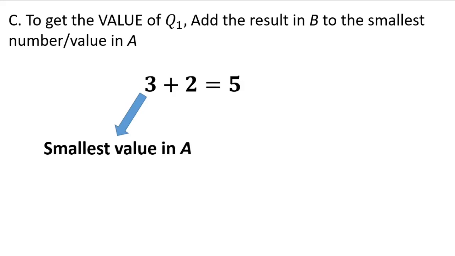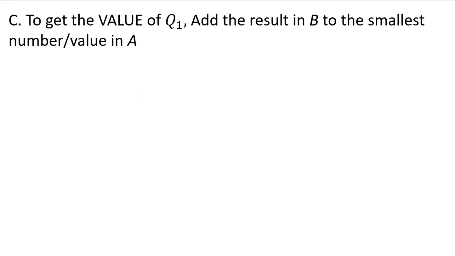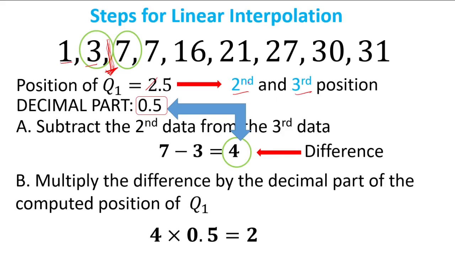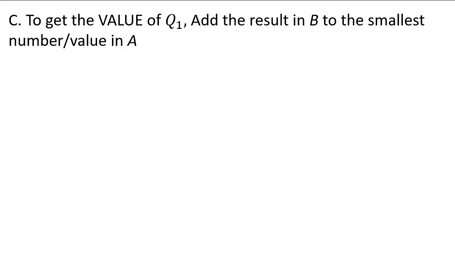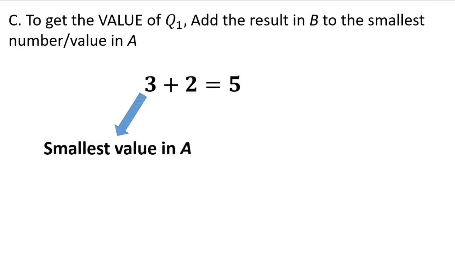If we will go back to the previous slide, so, second element is 3. Ito yung second element natin. And third element is 7. Okay? Ano yung mas maliit sa kanilang dalawa? The smallest value between the two is 3. Okay? So, ang gagamitin mo sa C yung smallest value. Okay? So, 3 is the smallest value in A and 2 is the result in B. After you multiply the difference with the decimal part of the position of the first quartile.